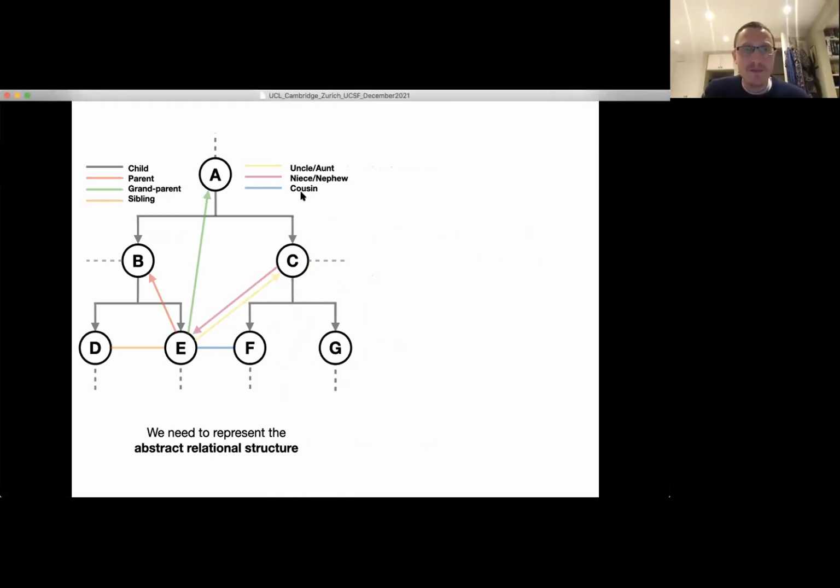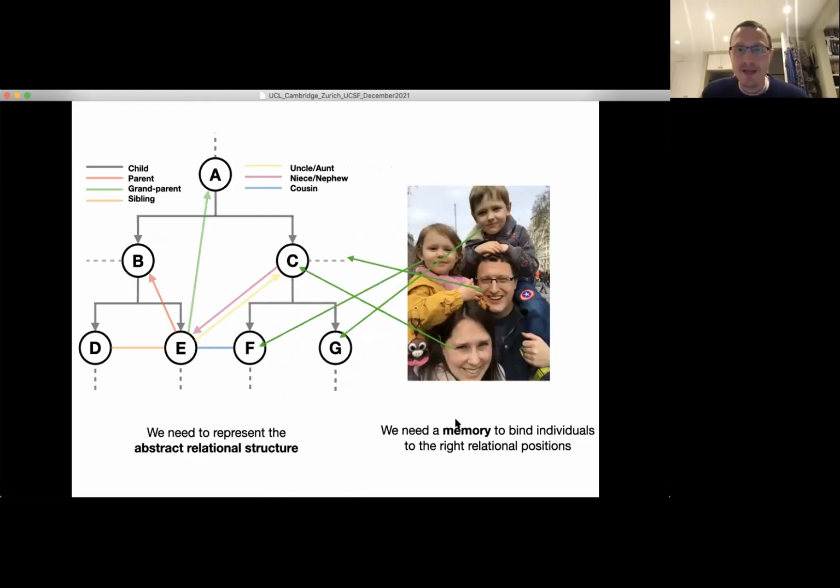Okay, cool. So just to reinforce this abstraction and binding problem, we need somehow to represent an abstract relational structure like this, and then we need some binding, some memory to bind individuals to the correct place in this structure. This is my family being bound to the correct places in the family tree, although they're a bit young, they're a bit older than that now. Excellent.